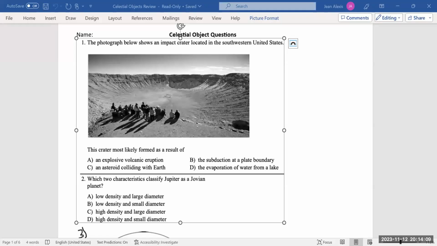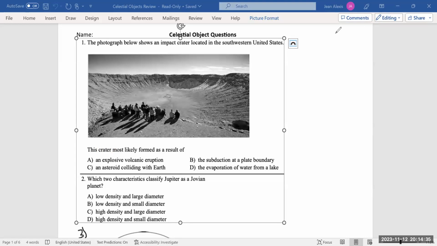All right, everybody. So we're going to start with the celestial objects question. We're going to start with number one. It says the photograph below shows an impact crater. All right, we're going to have to remember this, an impact crater located in the southwestern United States. This crater most likely formed as a result of what?